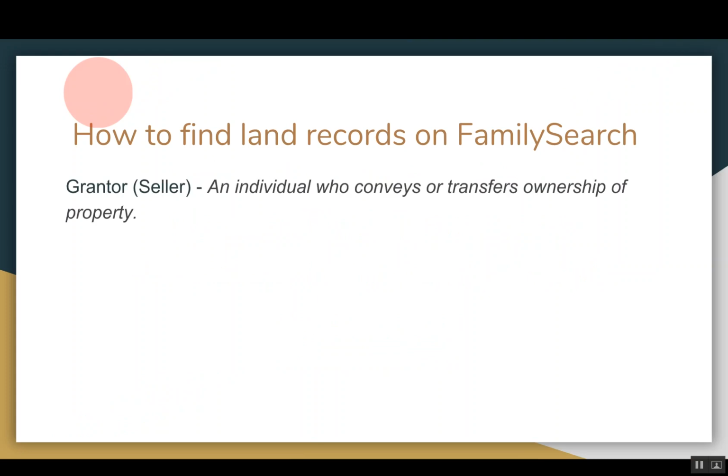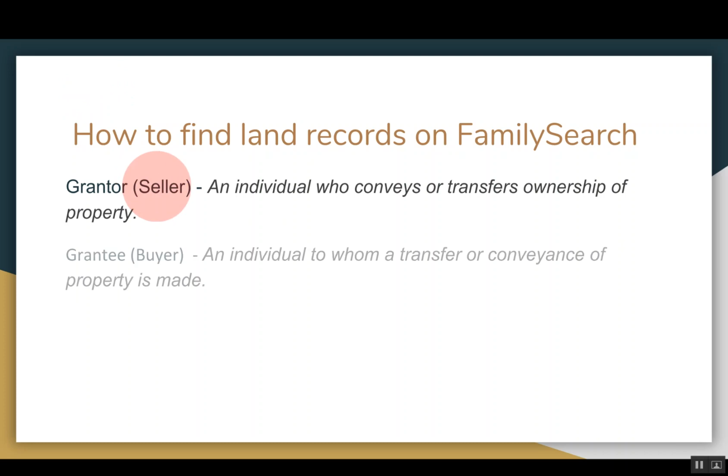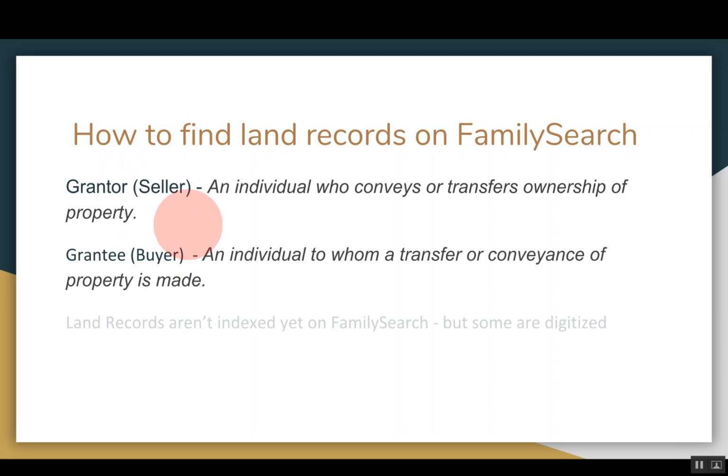So before we get started, I wanted to tell you about a couple of terms that you'll need to know. You'll see grantor, which is the seller of property, an individual who conveys or transfers ownership of property. It could be land, it could be some other type of property, but you'll see that term grantor. And then the grantee is the buyer, an individual to whom a transfer or conveyance of property is made. So you'll see grantor if they're selling, grantee if they're buying.